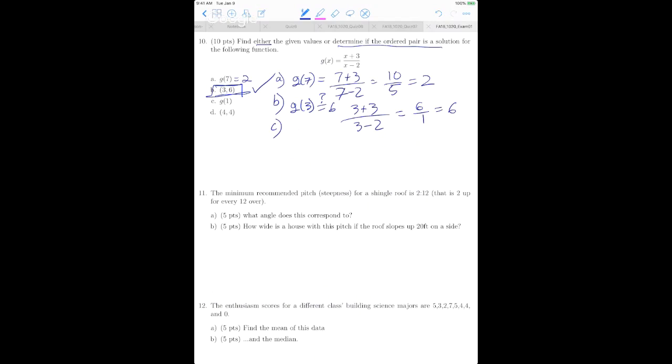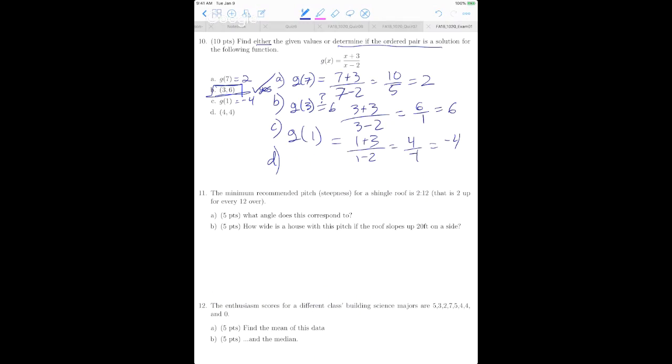C. Now this is another plugger. 1 plus 3, 1 minus 2 is 4 over negative 1, negative 4. All right, so that's the answer to this one, right? So it goes 2, yes, negative 4. And so that's how the answers go on these.